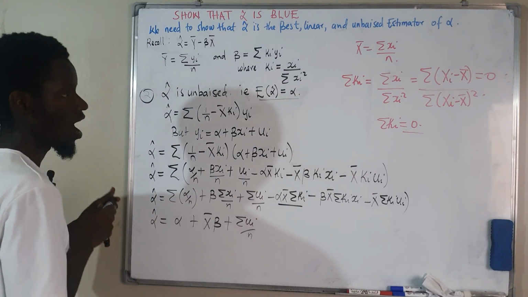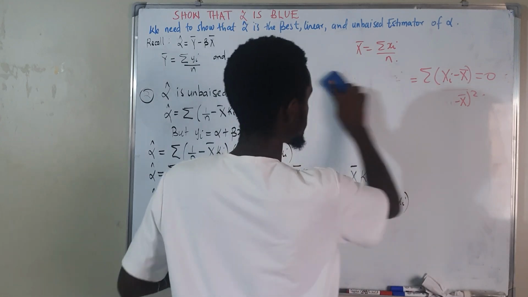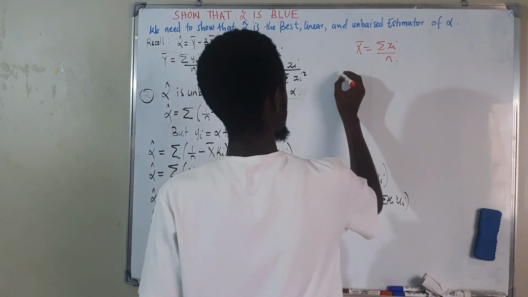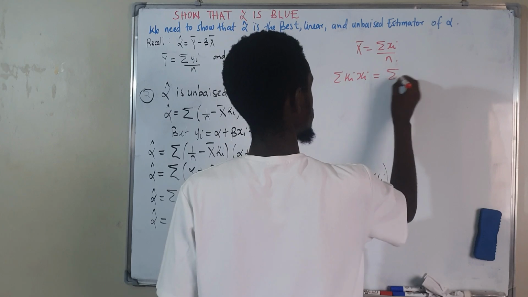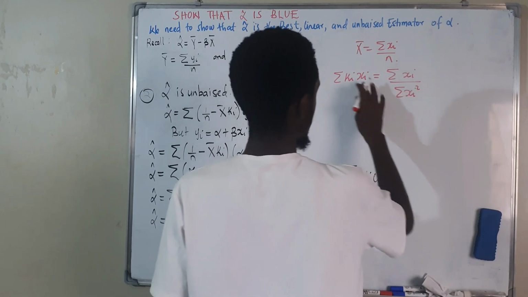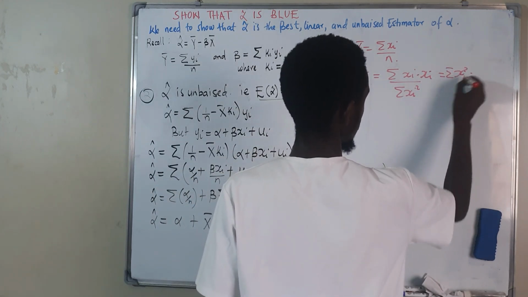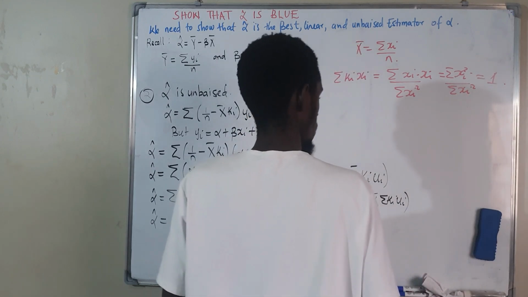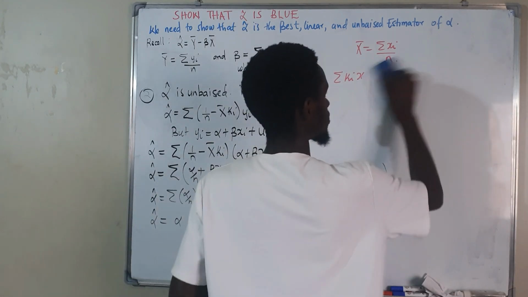And another thing I want to show you from this step here: if I say the summation of k_i x_i, remember we said that k_i is x_i over summation of x_i squared, but now times x_i, and this is the same thing as summation of x_i squared over summation of x_i squared, and this is the same thing as 1. Therefore from there I conclude that the summation of k_i x_i is 1. I think you've seen it.